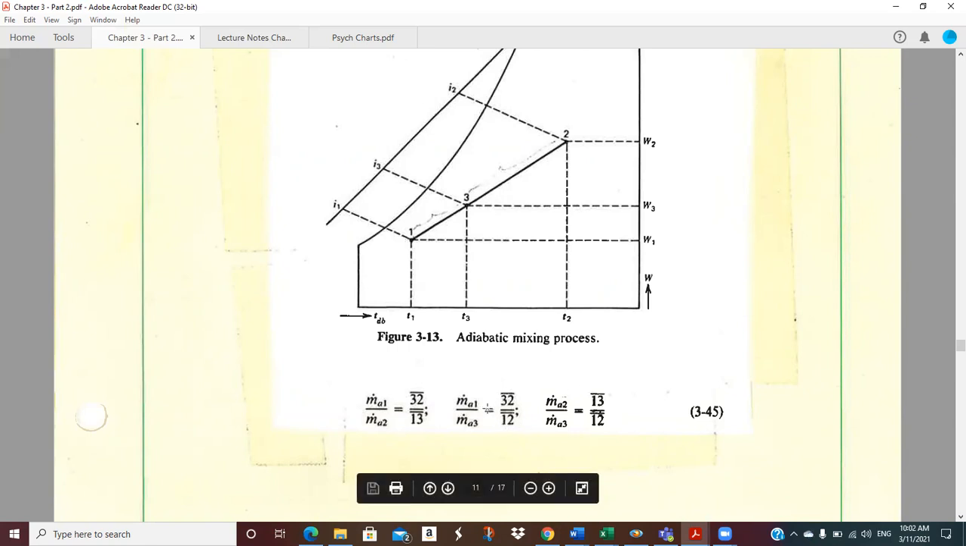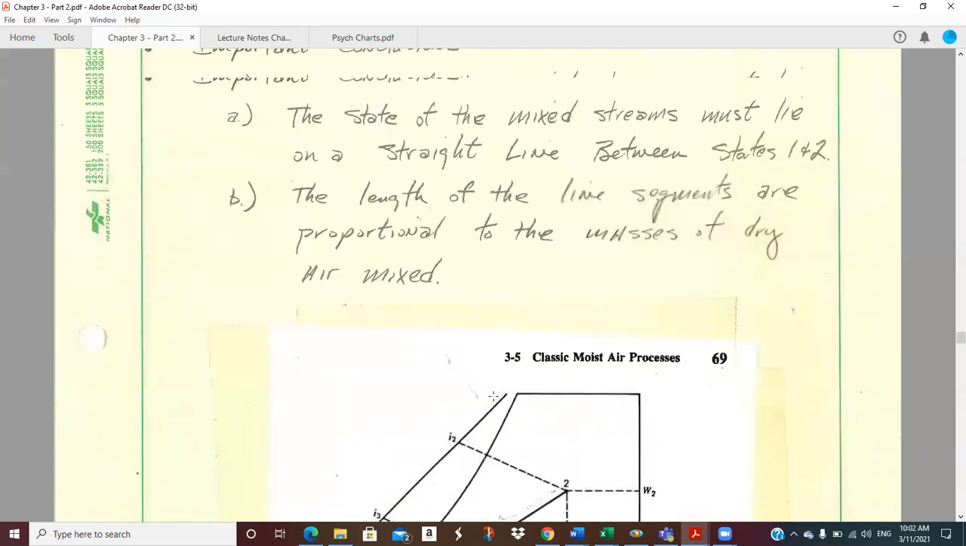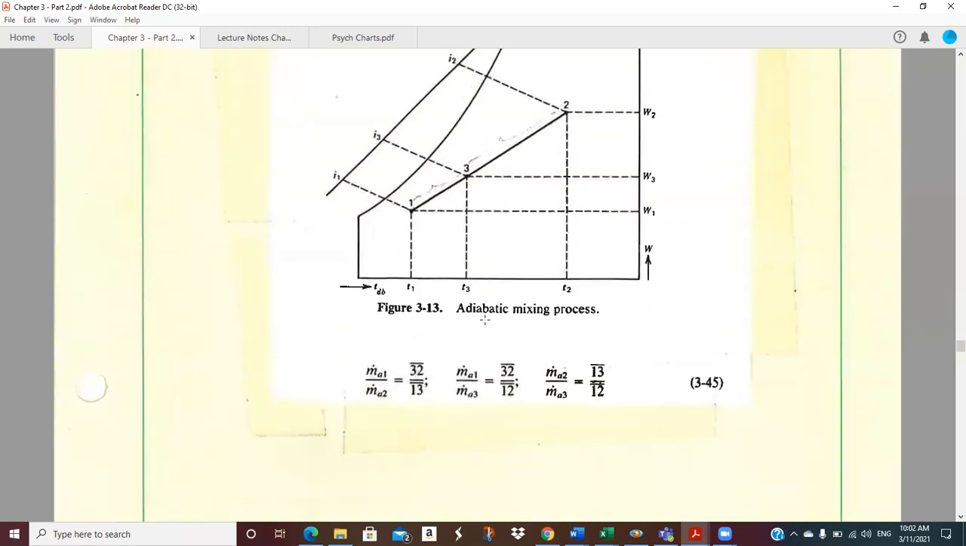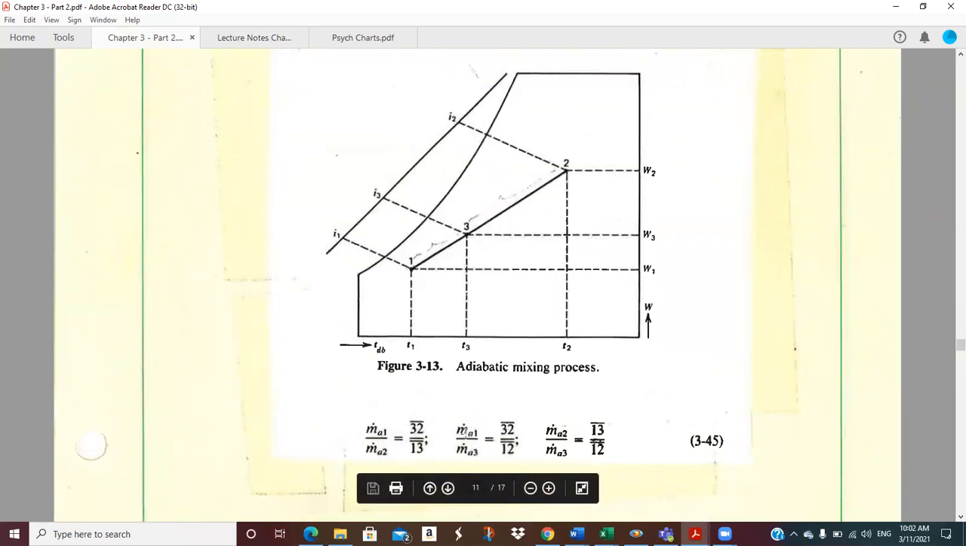So look at these last two equations down here. They are the two that I would recommend that you use when you work a mixing problem, and then do it on the psych chart if you can. If you can't do it on the psych chart, then you can refer back to these equations and calculate enthalpies and all this stuff, and you could work from there. But if you're doing it on a psych chart, the ratio of m dot a1, so that's the mass flow right here, to the total, because m dot a3 is the total, is equal to the inverse line length, 3 to 2, divided by the total line length, 1 to 2.